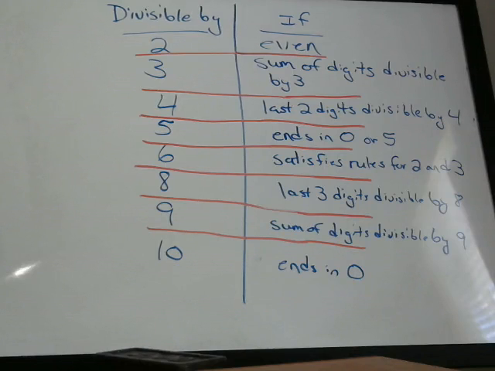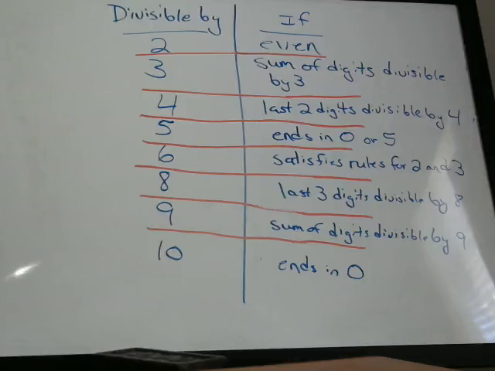Here we're going to talk about whether or not a number is evenly divisible by either 2, 3, 4, 5, 6, 8, 9, or 10. And this is going to be useful when we start simplifying fractions or putting them in reduced form. So you might want to write this down and then memorize it because it's going to be useful later on.